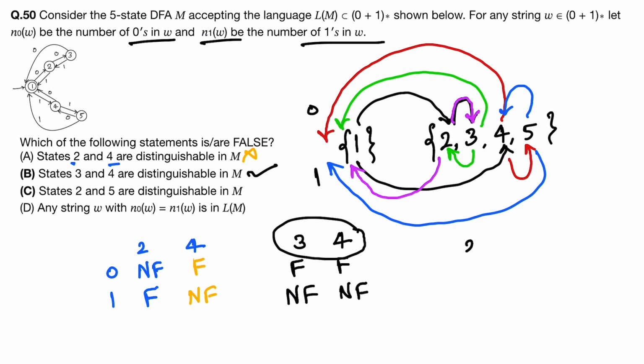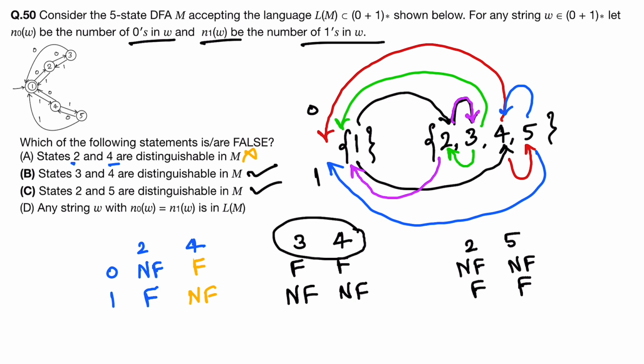Next, 2 and 5. 2 at 0 goes to a non-final state. 2 at 1 goes to the final state. 5 on 0 goes to a non-final state. 5 on 1 goes to the final state. So this is also non-distinguishable, but here it is written distinguishable. So this is also false.